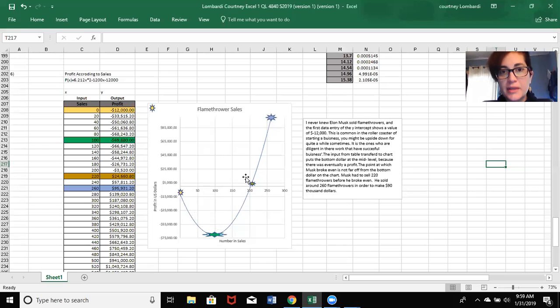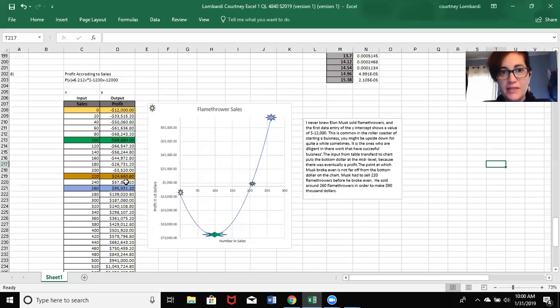And they started making a profit right around here, when he sold 220 flamethrowers before he ever broke even. And he had to sell 260 flamethrowers in order to make $90,000. And this is where they hit rock bottom, though. It was negative 12,000 at rock bottom. But because they made a profit, we can put that here. And so he did come out on top.